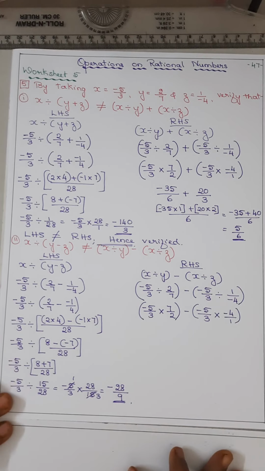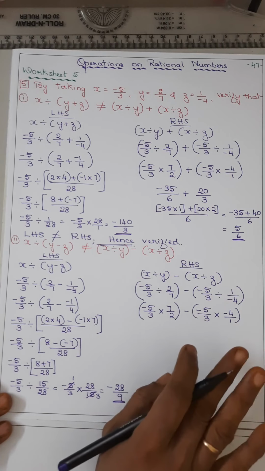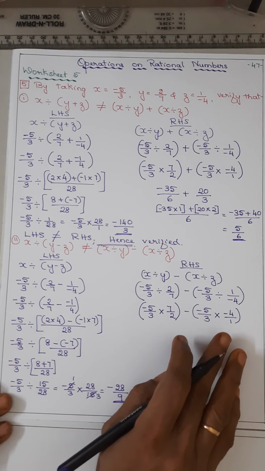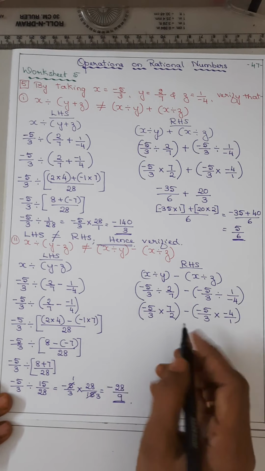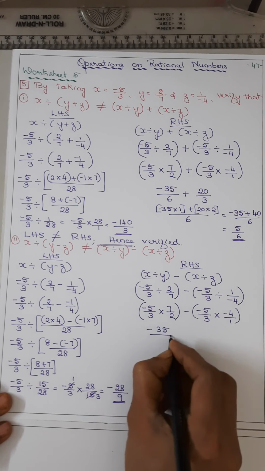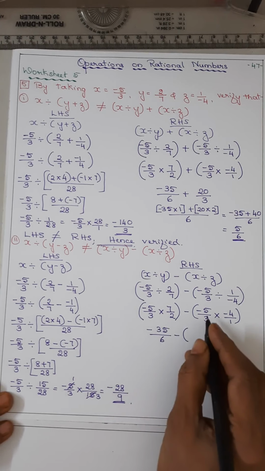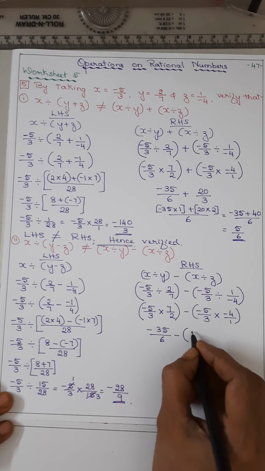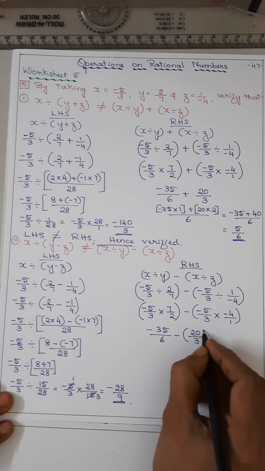Hope you are confident. Now 5 and 3, 7 and 2, cancellation is not there. Here also cancellation is not there. So minus plus minus, 5 7s are 35, 3 2s are 6, minus, here minus minus will be plus, 5 4s are 20 upon 3 ones are 3.